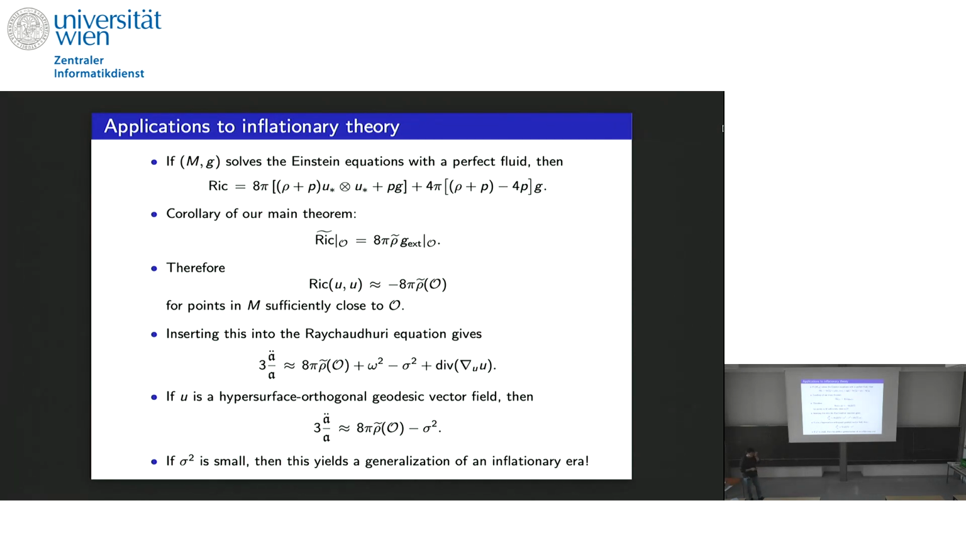Now let's make some simplifying assumptions. Suppose U is hypersurface orthogonal, so the vorticity vanishes, and assume U is a geodesic vector field, so this term vanishes, right? This is what happens in FLRW. Then this is the Raychaudhuri equation. And we see here that if sigma squared is small, then this yields a generalization of an inflationary era if you assume that rho of 0 is positive. Sigma, of course, is 0 for FLRW spacetimes. So in some sense, you get a nice generalization of these quasi de Sitter expansions if you assume that the shear is small.